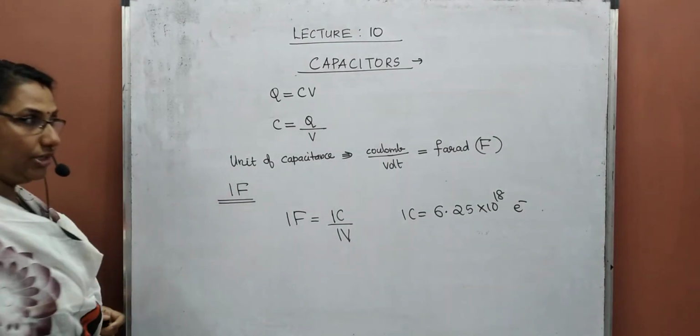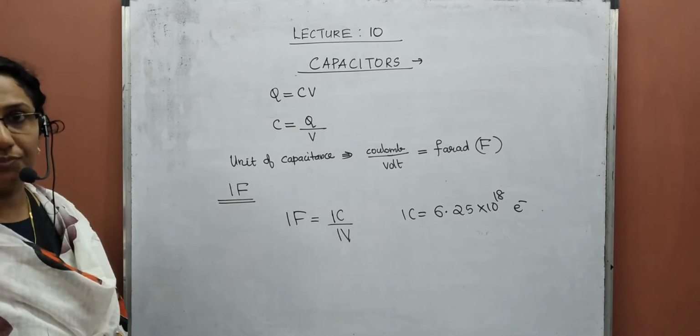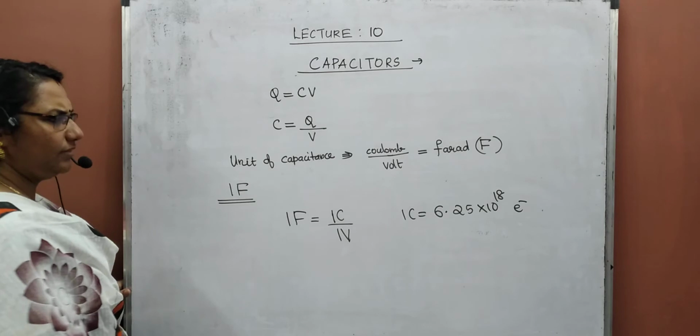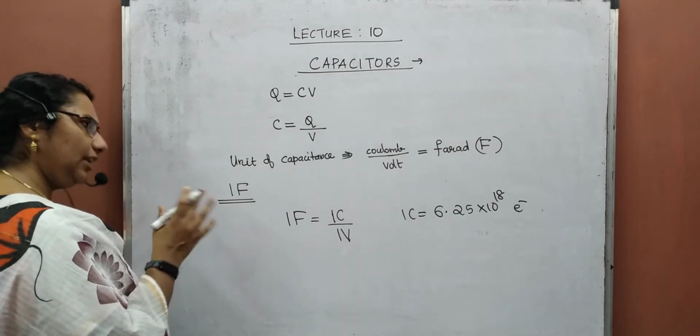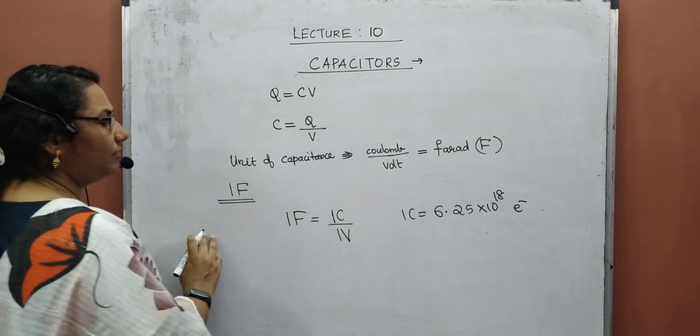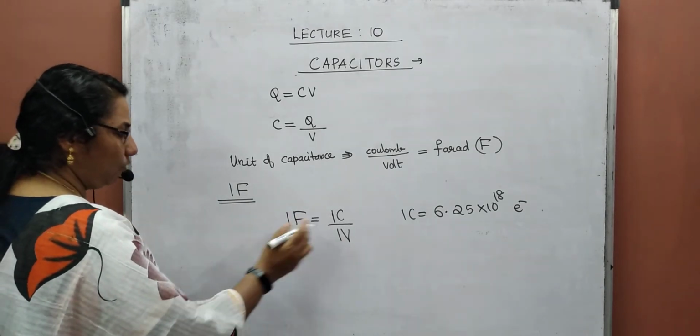Together with this unit, you may write the dimensions also. It is very important for our entrance questions also. So, how to take the dimension? You may take the dimension of any physical quantity you got. So how to take the dimension of this farad? This is coulomb by volt.